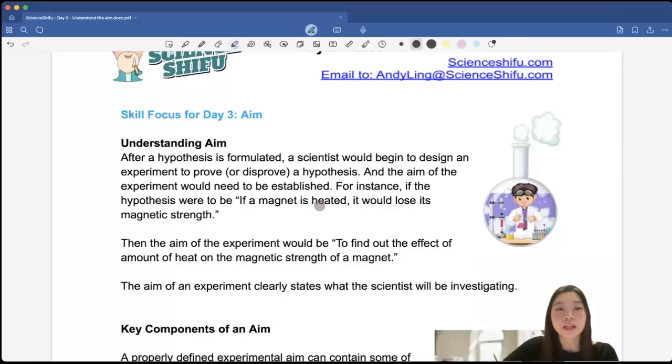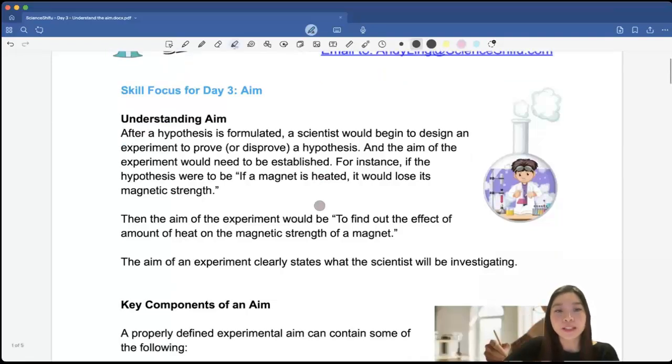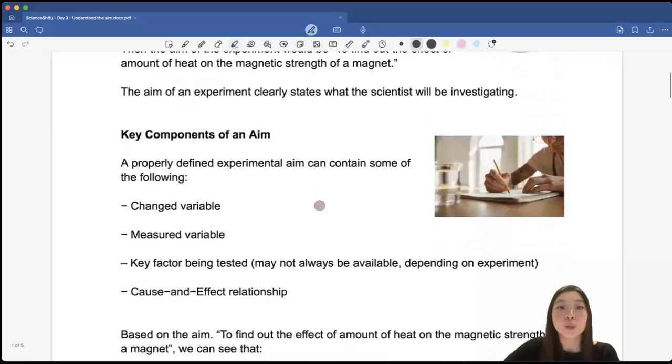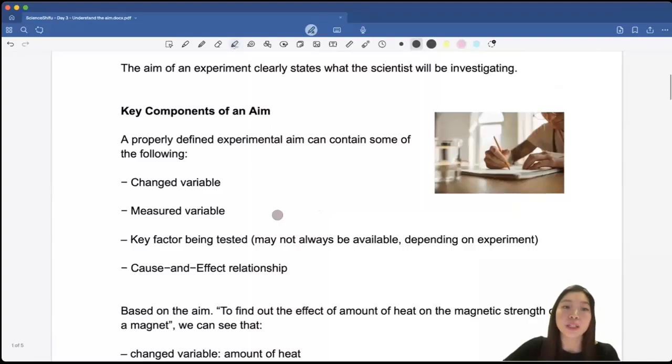Now, when it comes to aim, there are several key components that would be included in the aim, and it would consist of the change variable, measured variable, and the key factor that is being tested. Now, this may not always be available in the question, so it is something that students will need to be able to infer, in order to find out what is the key factor as well as the cause and effect relationship.